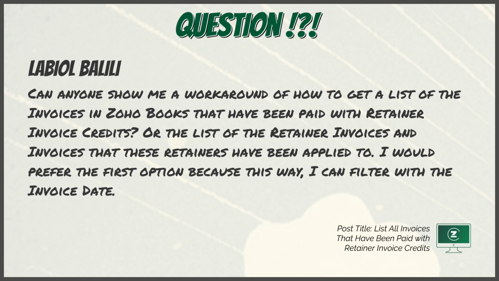All right, this comes from Club Zenatta. The post title: list all invoices that have been paid with retainer invoice credits. Labiol Balili asks, can anyone show me a workaround of how to get a list of the invoices in Zoho Books that have been paid with retainer invoice credits, or the list of retainer invoices and invoices that these retainers have been applied to? I would prefer the first option because this way I can filter with the invoice date.